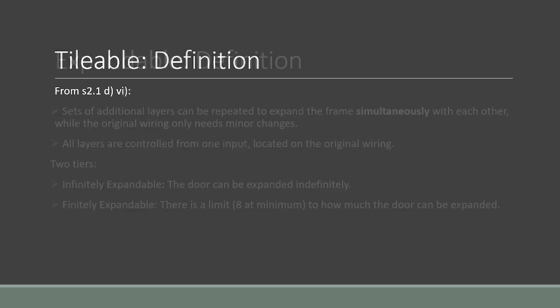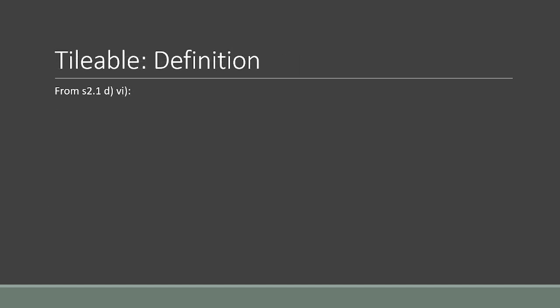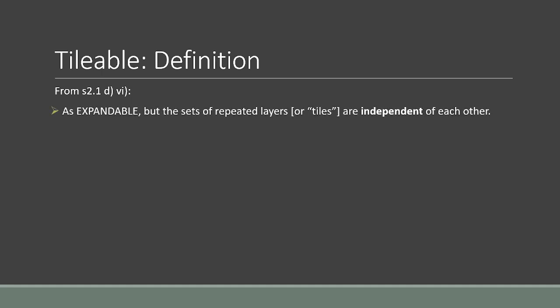Now, in contrast to expandable, we have tileable. And this actually depends on the definition of expandable. This is located in section 2.1 DVI. Now, the first sentence says, as expandable, but the sets of repeated layers, or in this scenario, we call them tiles, and these sets of repeated layers are independent of each other.